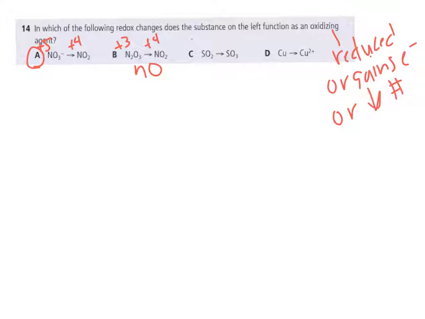SO2 to SO3, that means sulfur goes from a +4 to a +6. That is not being reduced, it's being oxidized. And 0 to +2. So the others are all being oxidized or losing electrons, so only A would serve as an oxidizing agent.